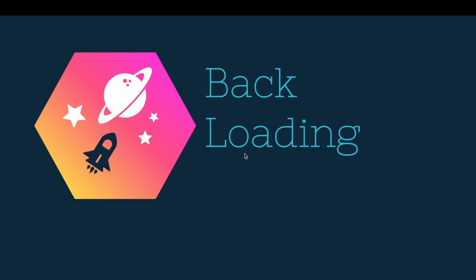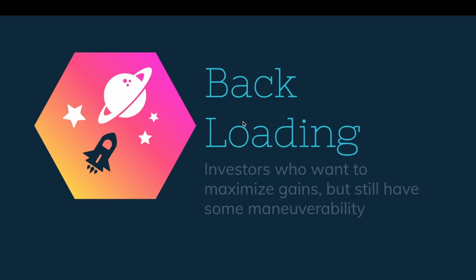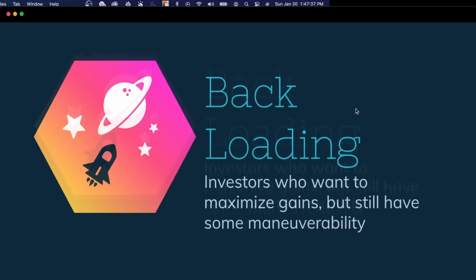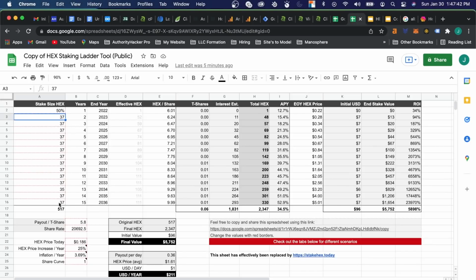Scenario 2, back loading, okay? So let's say you're a younger guy. Let's say you're 18 years old, you're 30 years old, between 18 and 30, you feel like you have a pretty good idea you're going to be around in 15 years, and you really, really want to maximize this to its fullest extent. Backload it. It's investors who want to maximize their gains but still have some maneuverability. And it's the exact opposite of front loading. So instead of 50% here, you're going to put 50% here, maybe. And again, this is how you make it your own. Do the math for yourself and see how you want to divvy up your ladders.